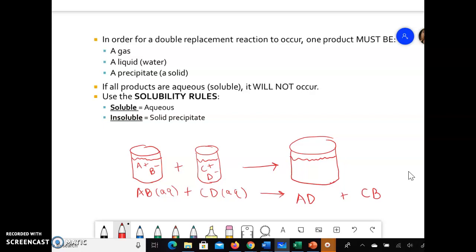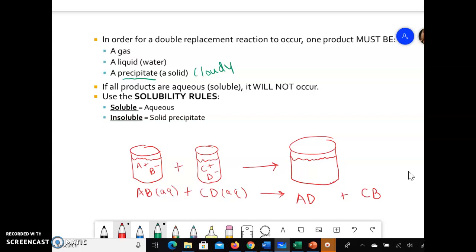So the rule is, in order for a double replacement reaction to occur, one product has to be either a gas, a liquid, and the only liquid you'll see is water, or a precipitate. It looks like the word to precipitate, which is a verb, and it means to rain or snow. It's spelled the same, but you say it a little differently in chemistry, and this one is a noun. When you mix two liquids together and they form a solid, it's called a precipitate, and it's going to look cloudy. So when you see the word precipitate, think of solid and cloudy. That will help you remember what that word means.